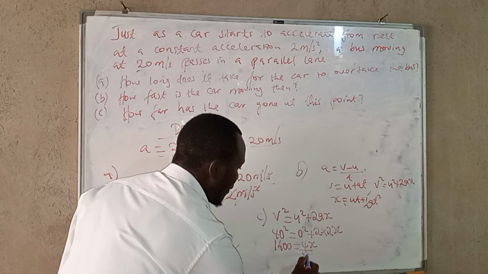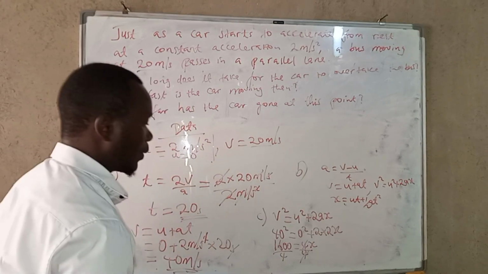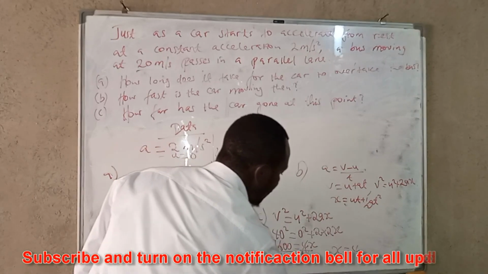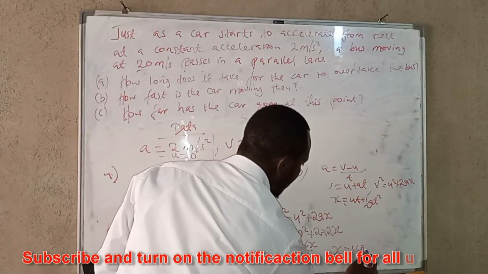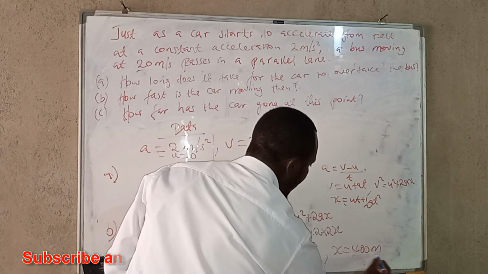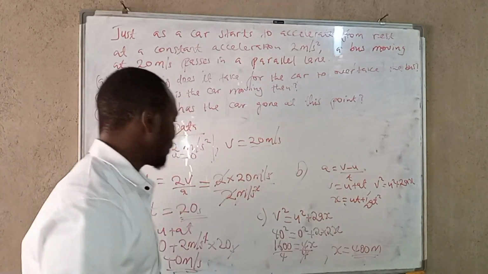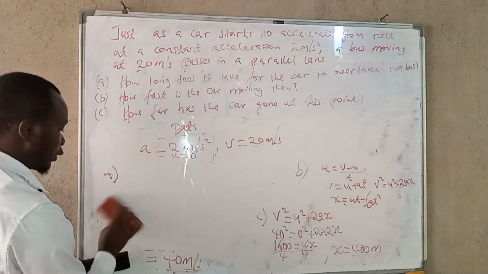We divide by 4, also here by 4, so that this and this will go, and what we're going to have is x is equal to 1600 divided by 4. It is 4, then these zeros. So we have 400 meters. Let us try also the other one so that we see if it is going to work, which it should.